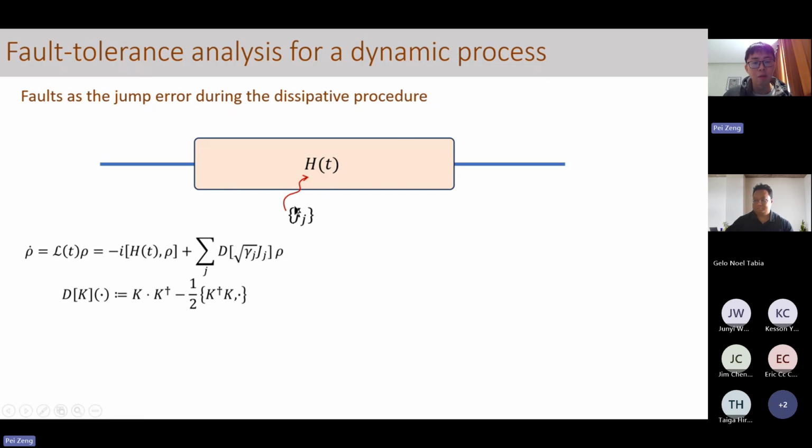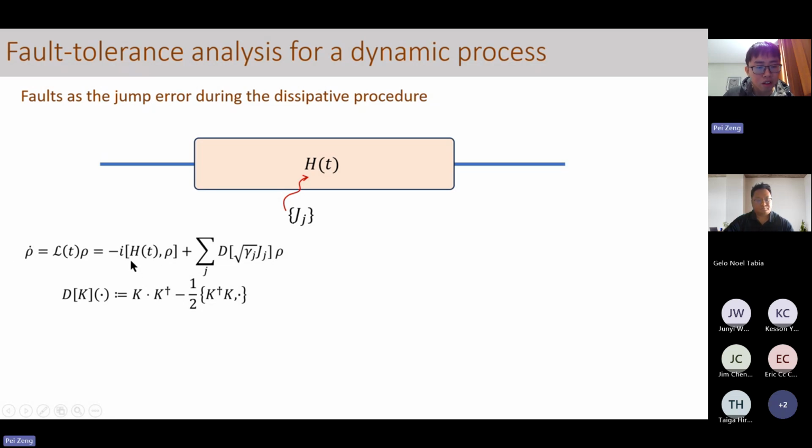Usually people will say this J operator is a relaxation, dephasing, or excitation. So the dynamics of the gate evolution is continuous, and the errors happen during this continuous evolution. These errors can happen at any location during the continuous dynamic process. Under the Markovian approximation, the whole process can be described by this Lindblad master equation.